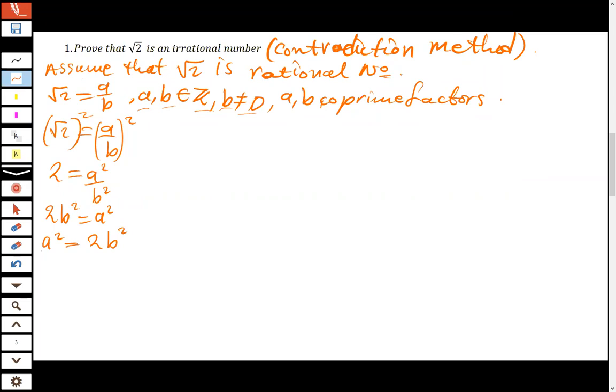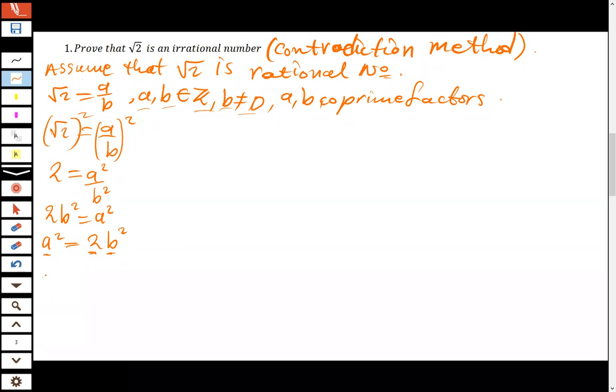When you look at this statement, it means that for you to find A squared, you have to multiply 2 times B squared. This is what this statement means. So what does this mean? It means that 2 is a factor of A squared.